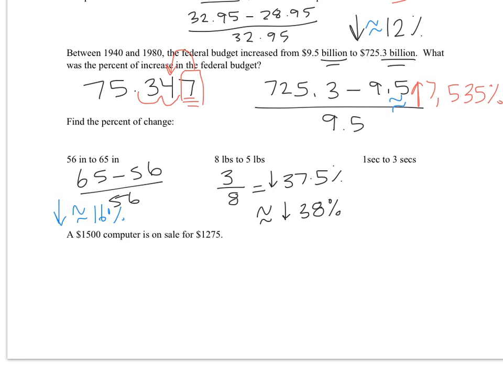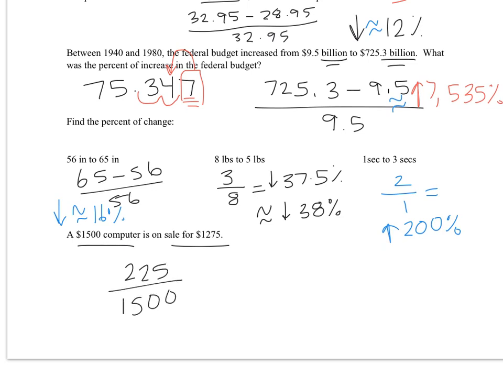1 second to 3 seconds. So the difference is going to be 2 over the original, which is 1. So that is 2 on my calculator, but remember I have to move the decimal over. So it's 200%. And a $1,500 computer is on sale for $1,275. So the difference is $225, and the original price is $1,500. So 225 divided by 1,500 is exactly 15%. So the discount was exactly 15%.